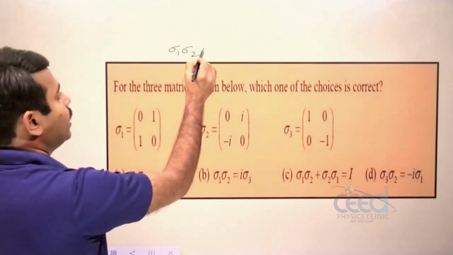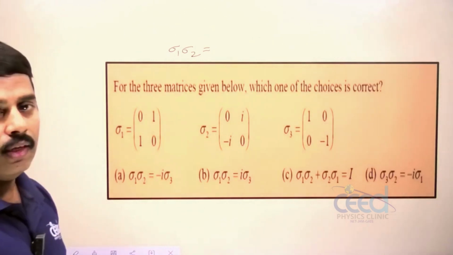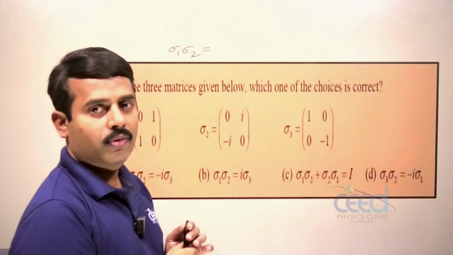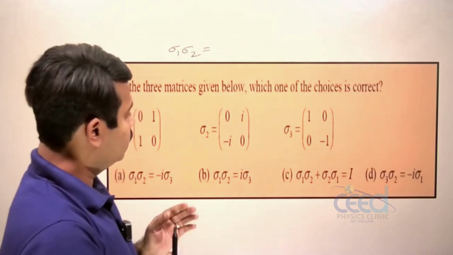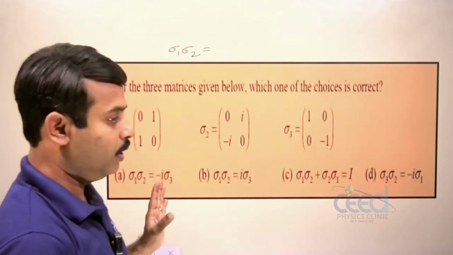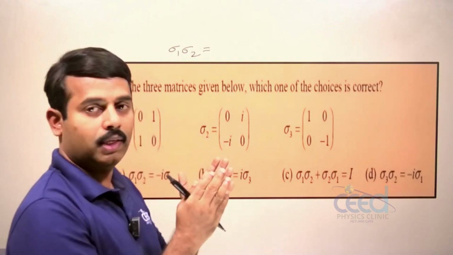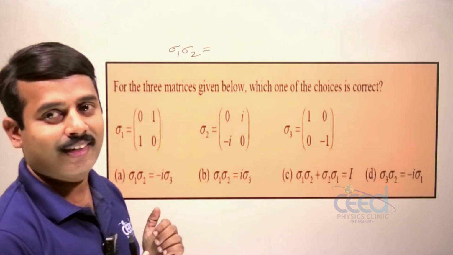Mathematically we can check each option one by one, and then only we will get the answer. Or, if you know these properties regarding the Pauli spin matrices that we study in quantum mechanics, then you can directly say this is the option.